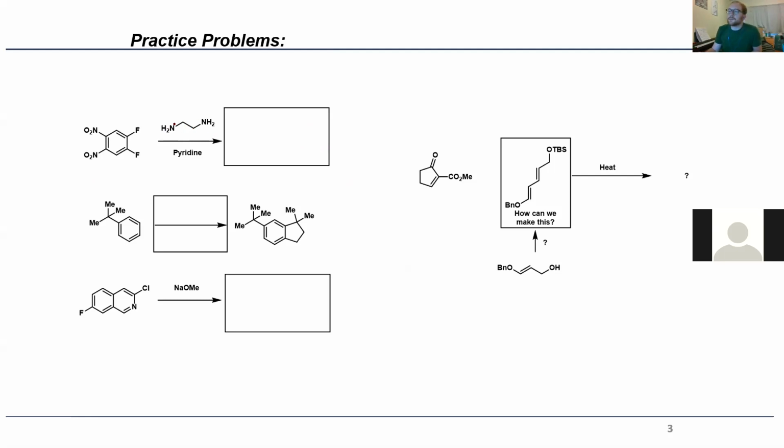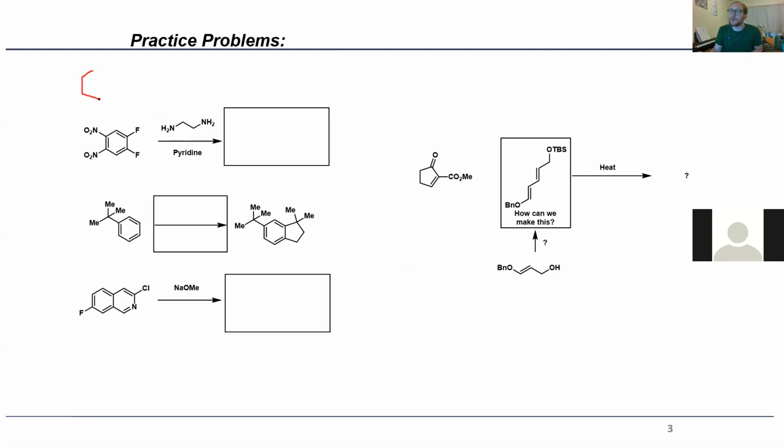And so in SNAr, we're thinking about replacing a leaving group on an aromatic ring. Specifically, what's good in SNAr for leaving groups, you should really think fluorides and chlorides, and they're particularly good leaving groups in SNAr chemistry if they're positioned ortho or para from an electron withdrawing group.